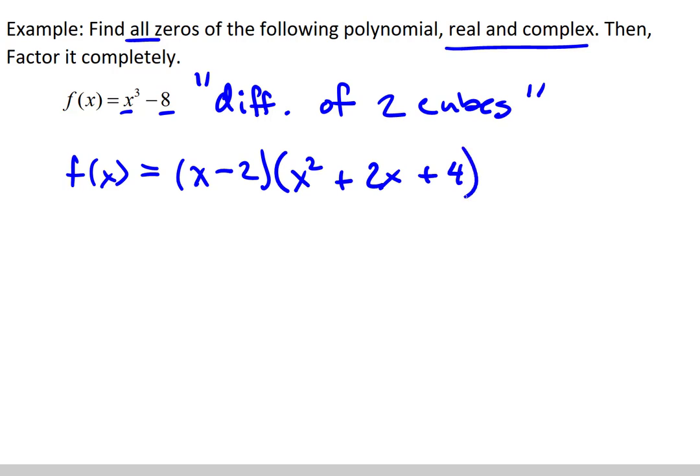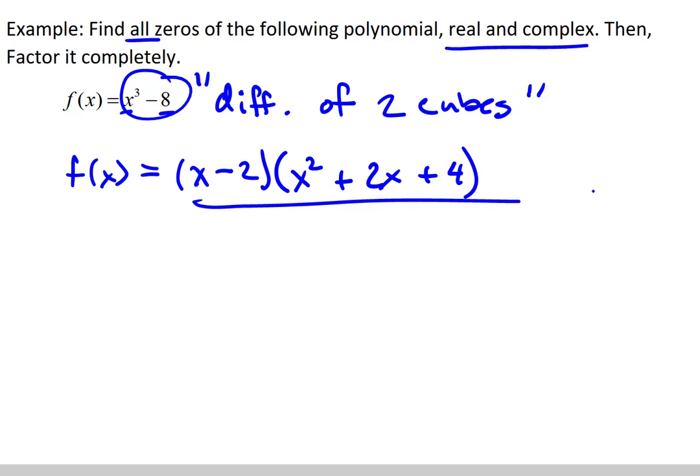So again, you may need to review the difference of two cubes factoring formula. It's very similar to the sum of two cubes, but that formula would state that we can factor the difference of cubes we're given at the beginning into what we just wrote, a binomial times a trinomial.